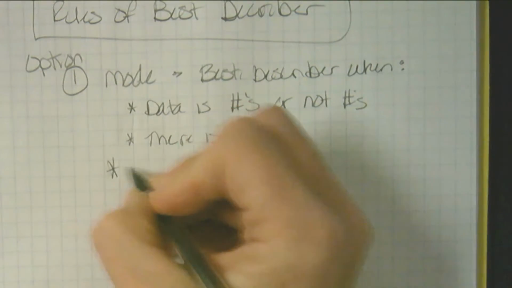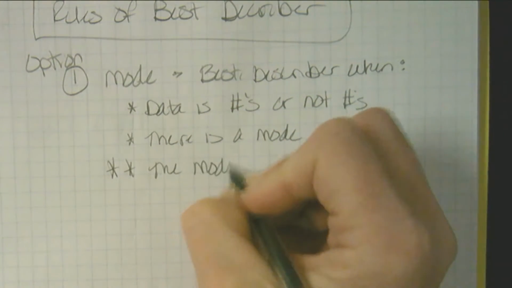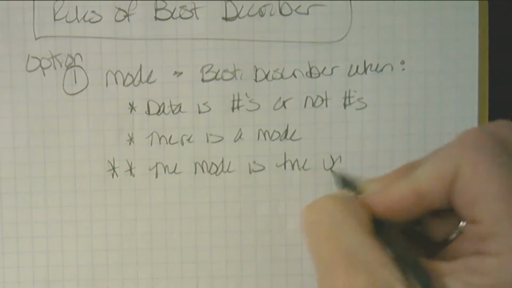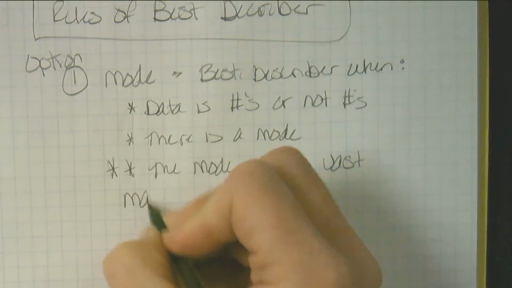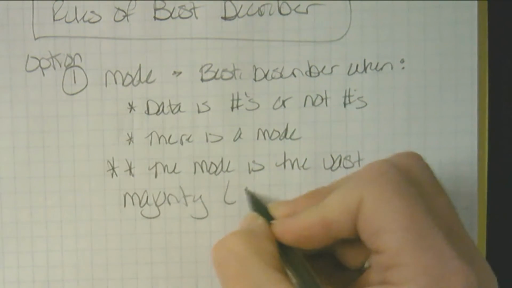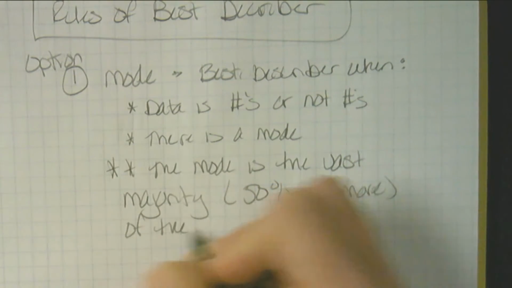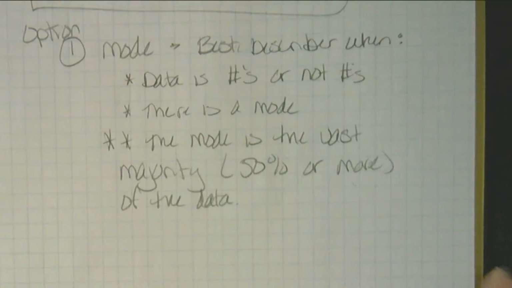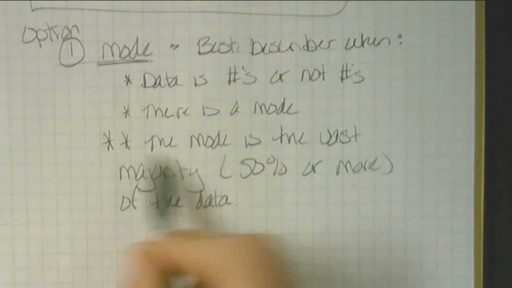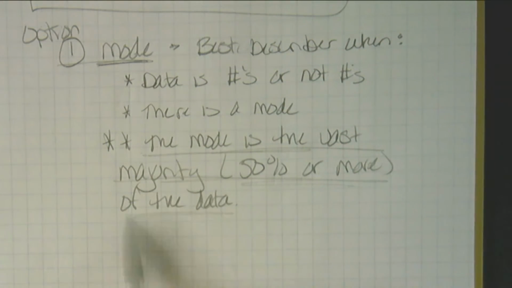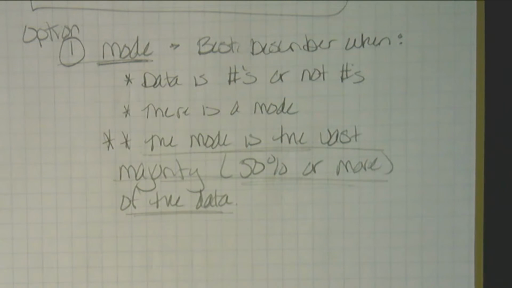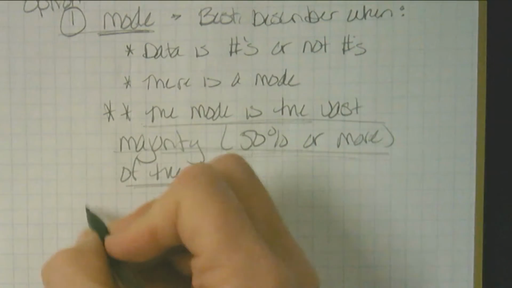But here's the thing. The mode is the vast majority, and I'm going to tell you from a percentage standpoint, vast majority, that's 50% or more of the data. So mode is best describer when mode is the vast majority of the data, which means more than 50% of the data. In the one that we did, 13 of them were 12-year-olds, 5 were 13-year-olds. That's clearly more than half of them, okay?